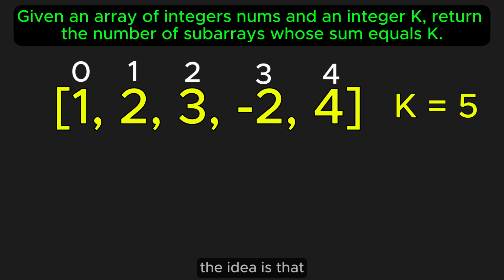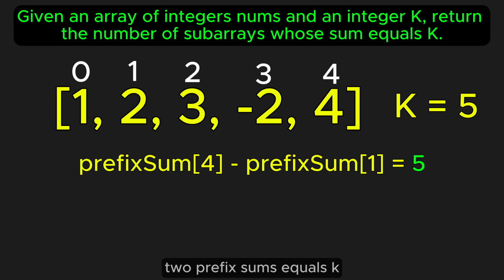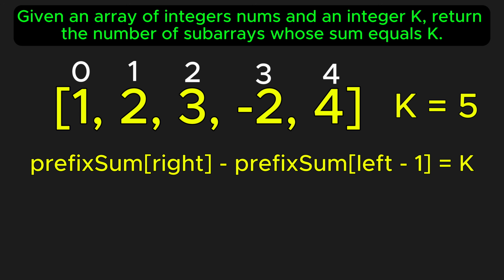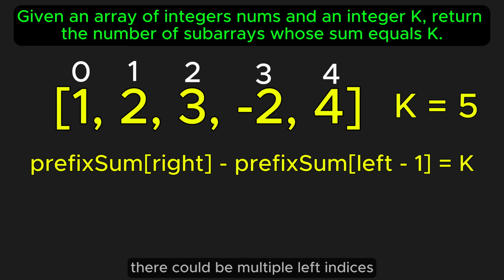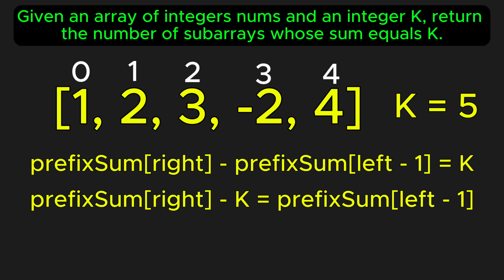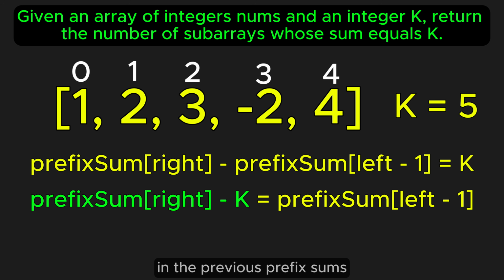The idea is that if the difference between two prefix sums equals k, we have found a subarray that sums to k. If prefix sum at right minus prefix sum at left minus 1 is equal to k, the subarray between indices left and right has a sum of k. For each right index, there could be multiple left indices if the array contains negative numbers. We can rearrange this equation to prefix sum at right minus k is equal to prefix sum at left minus 1. Thus, the problem reduces to counting how many times we have seen the difference prefix sum at right minus k in the previous prefix sums. To store the frequency of each prefix sum, we will use a hash map.